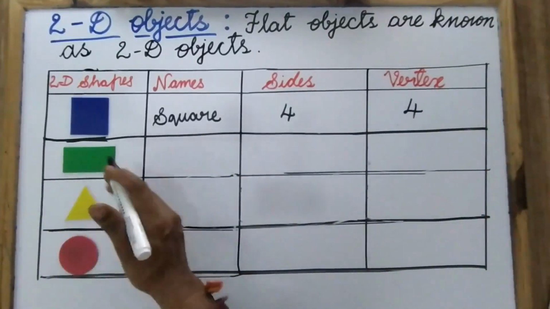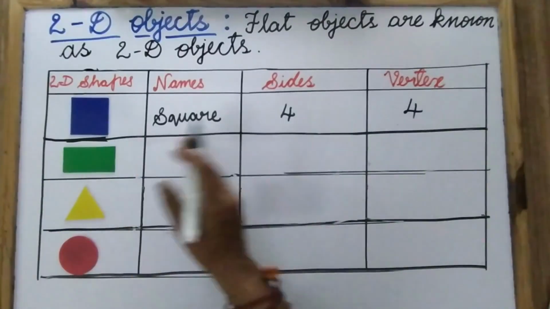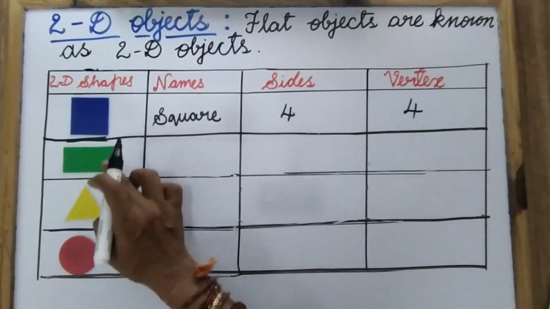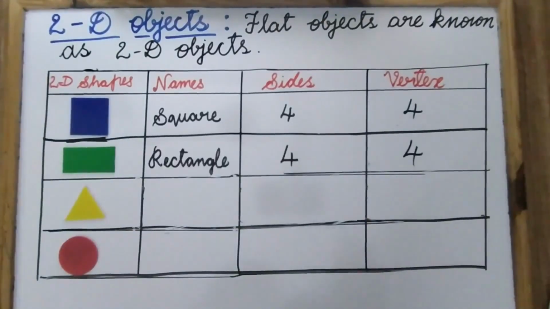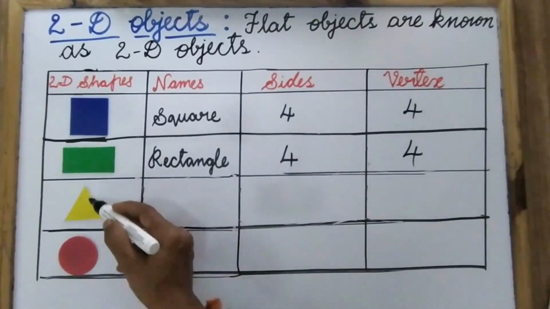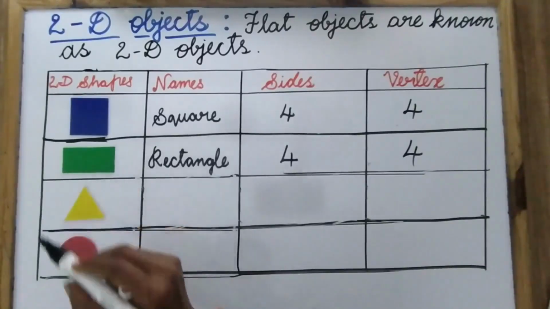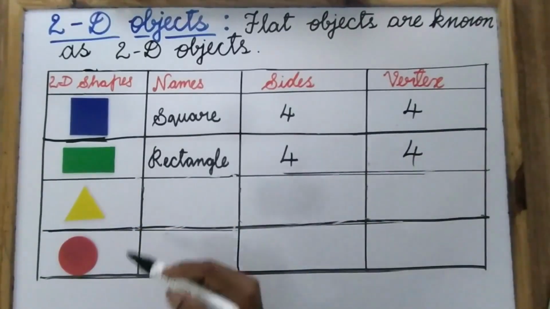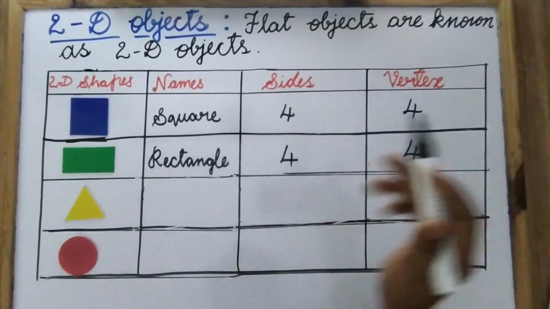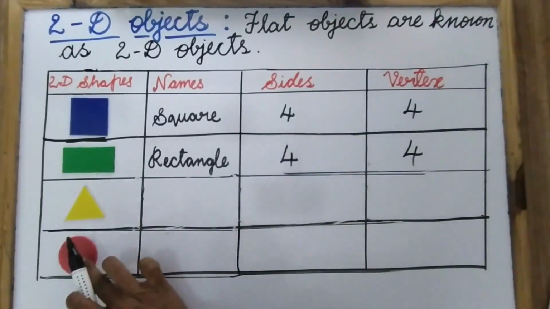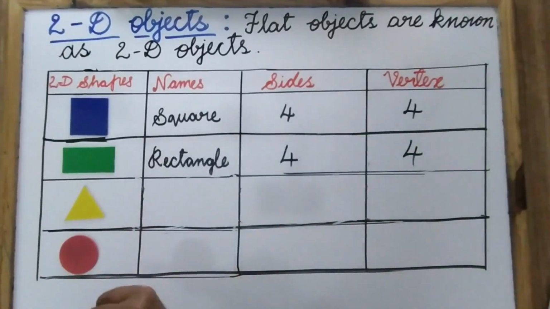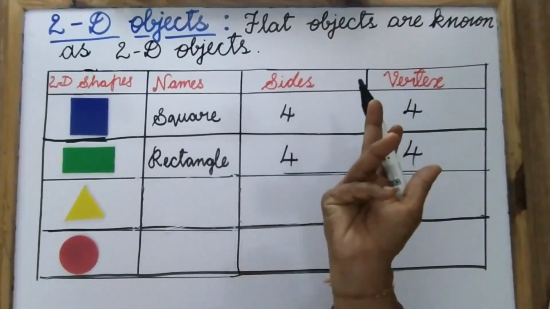Next comes rectangle. Again, a rectangle also has 4 sides, 1, 2, 3, 4. And how many vertices? 1, 2, 3, 4. What's the next shape? Yes, you know very well. The next shape is triangle. 3 sides. Alright. And how many vertices? Here 2 sides join. Here 1, 2 and 3. 3 vertices. Very good. What about circle? Does a circle have any sides? No. What about vertices? No vertices. Okay.